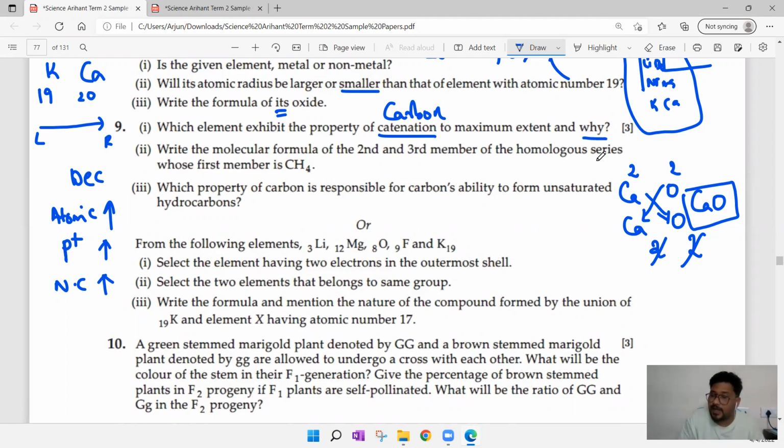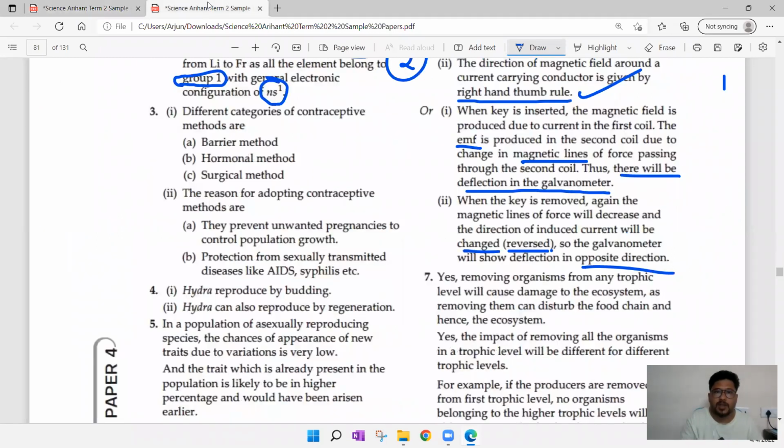They're asking why, so here you have to write the reason. Because of tetravalency, it cannot lose electrons, it cannot gain electrons, it can share electrons. Carbon is the element which will most probably undergo covalent bonding, so it will exhibit the property of catenation. If you want, you can see the answer also, like how you need to write.